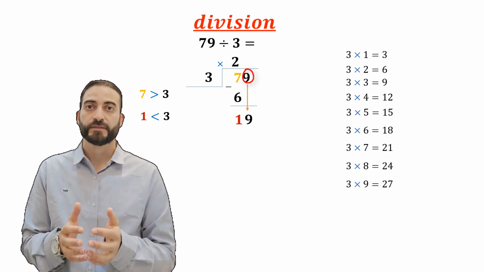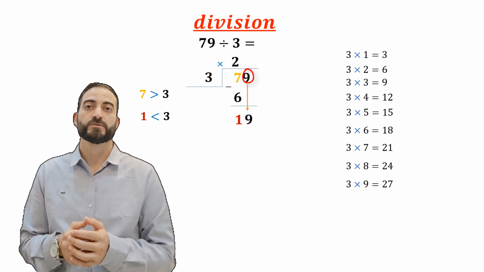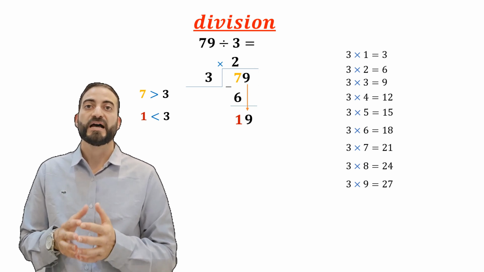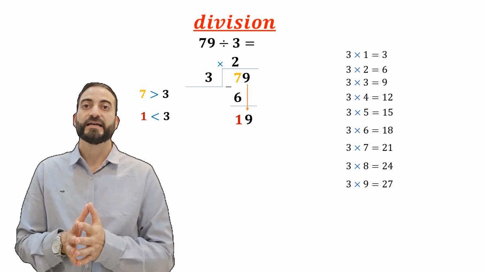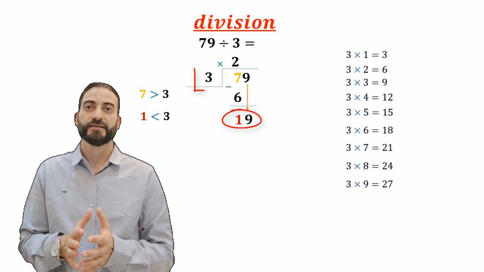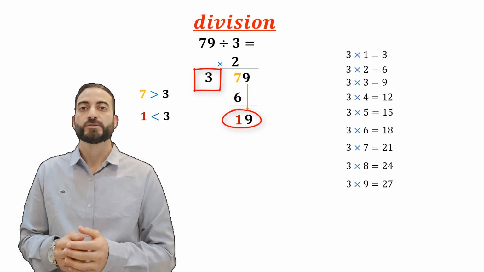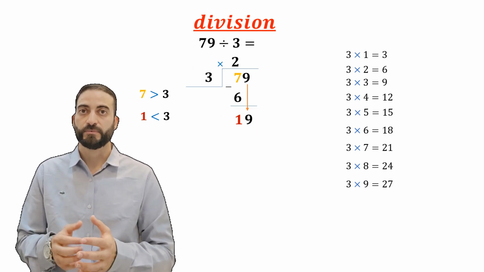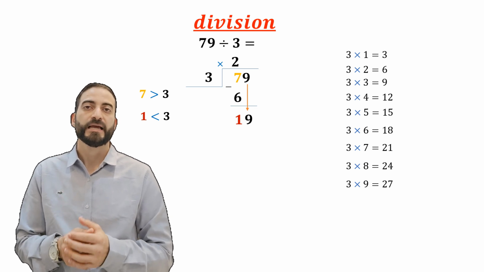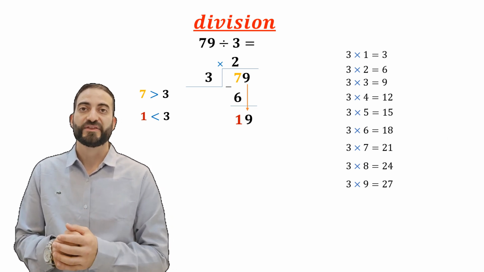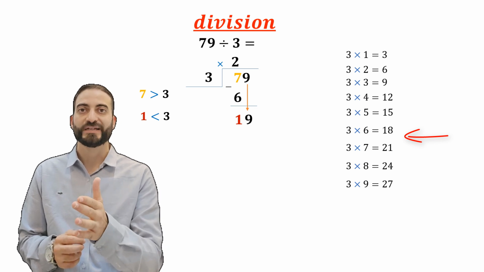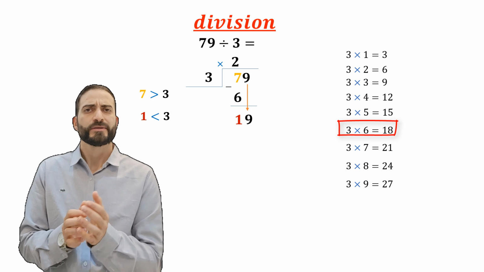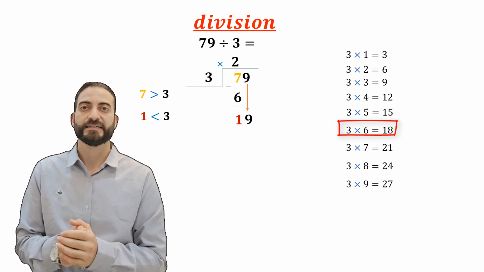So beside the 7 we have 9, so we must put 9 here, so we have 19. Now we must also ask ourselves, is 19 greater or equal 3? The answer is yes. This means we can complete the process. We search in the table here for the 19. As we see that 19 is here between 18 and 21, we must always take the smaller one. So 3 times 6 equal 18.